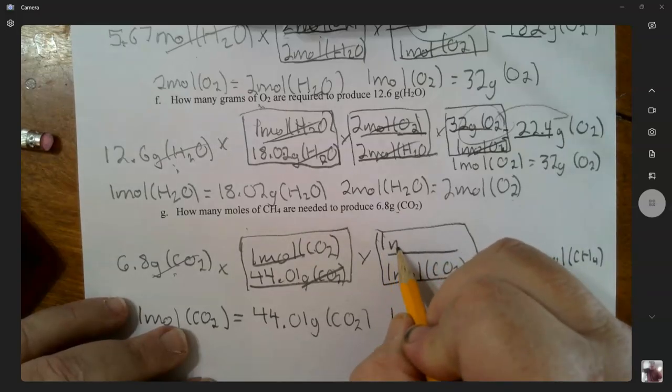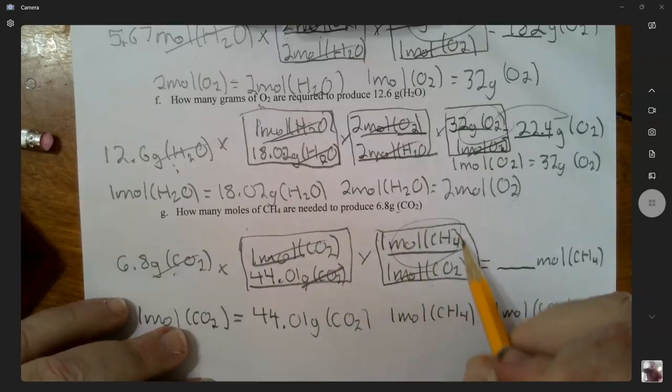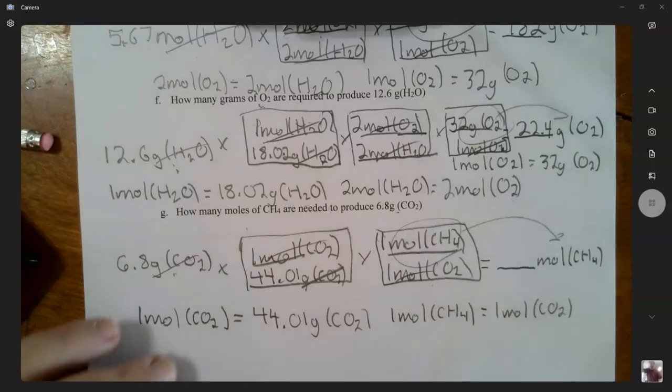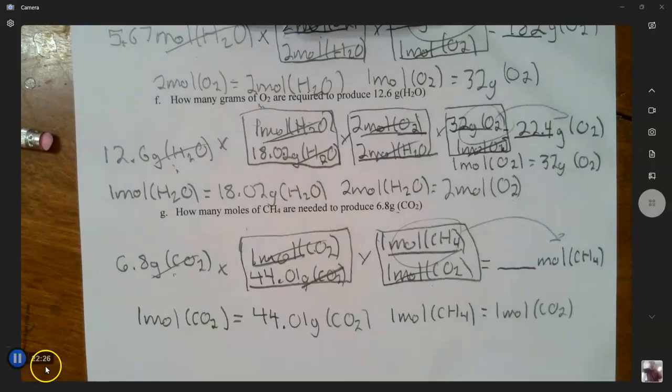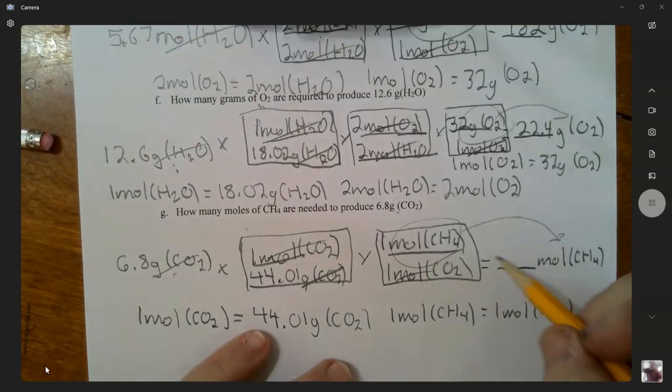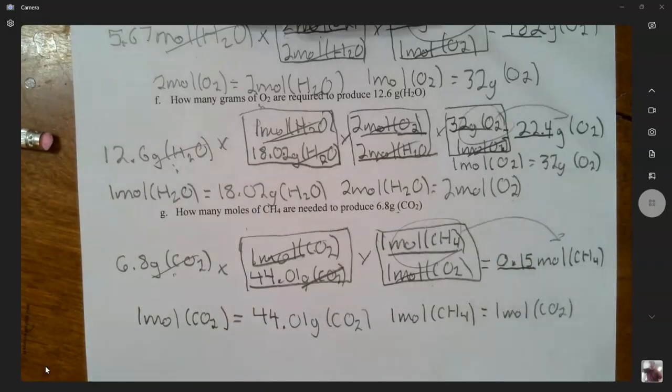And 1 mole CH4 is on the top. Mole CO2 cancels and cancels. Mole CH4 is the last man standing. It matches up with what we have. Multiply everything on the top, divide everything on the bottom, and we get 0.15 moles of CH4. And that wraps up this review for the retake of the week 6 quiz.